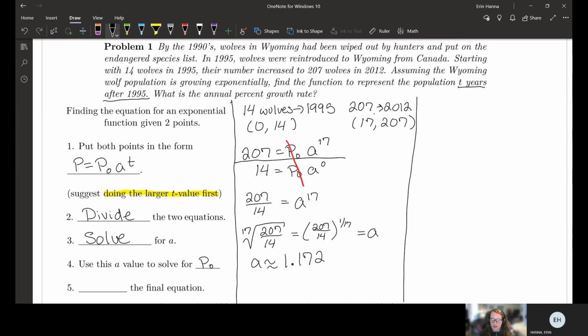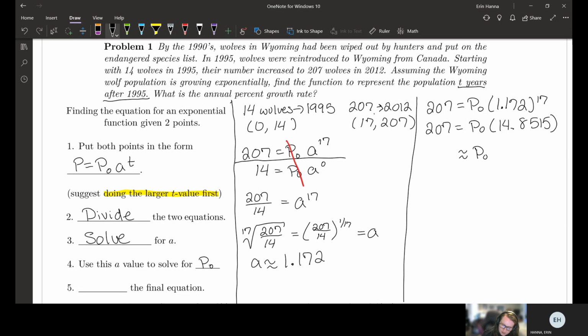So how would we find P naught based on this a? You're going to take whichever one of these two equations makes you happier, and plug in a to it. Let's say we take the one with the 17 because it's the more complicated one. We don't know what P naught is, and we now know that a is 1.172. If we solve this for P naught, we have 207 equals P naught times 14.8515. Divide both sides by the 14-ish value, and you're going to get that P naught is approximately 13.938.